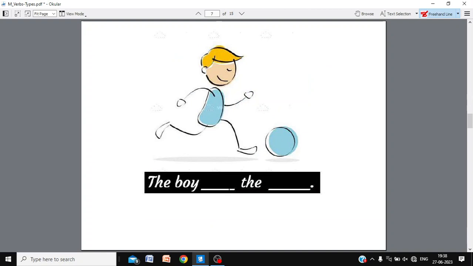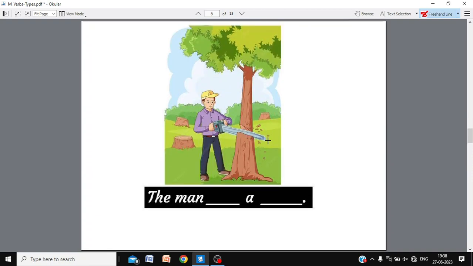The boy kicked the ball. Kicked, verb. The ball, object. You can see the object. It is receiving the action. It is suffering the effect of the action. So, kicked is the verb and ball is the object. The man is cutting down a tree. So, the action, verb, and tree is the object. This tree is the object, which is suffering.